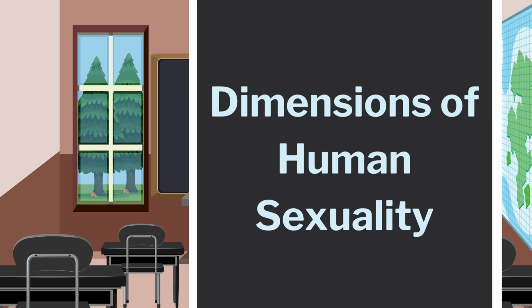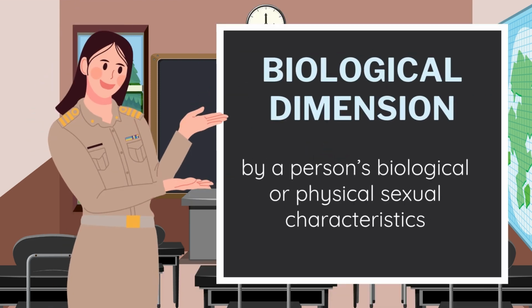So now let's discover the dimensions of human sexuality. So human sexuality is an integration of three dimensions: the biological, physiological, and socio-cultural. So the interactive relationship of these three dimensions describes an individual's total sexuality. Therefore, you need to understand each of these because it will help you understand yourself better. First is the biological dimension.